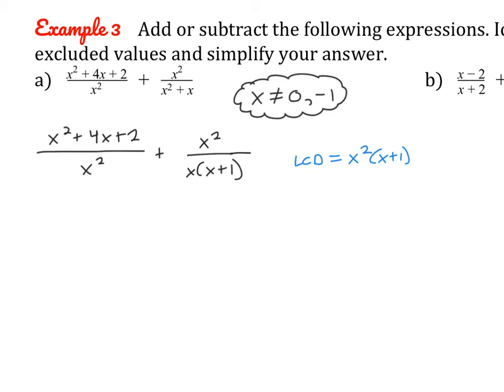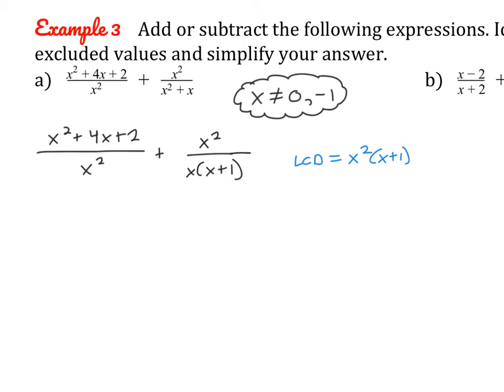I also want to point out that these we cannot cancel out because this x squared is part of a larger expression. So you can't just cancel out a part of an expression. So please do not cancel out these x squares. They are not common factors.